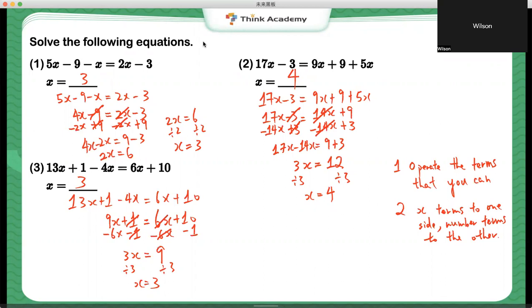Oh, if you get 3x is 11, that might be because you did this step wrong. You need to take away 1 in order to cancel the 1, not adding 1. If you add 1, you can't cancel out the 1, right? You need to take away 1 to cancel out the 1. So that on the other side, I have 10 take away 1 as well, because I need to do the same operation on both sides. So that's how you get a 9 on the other side. Okay?